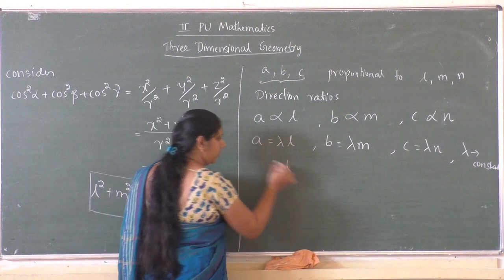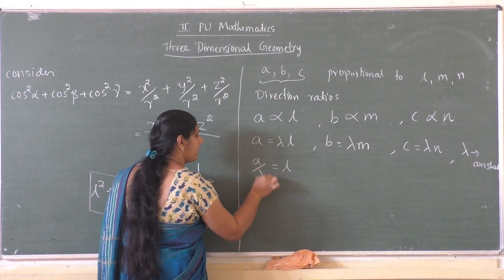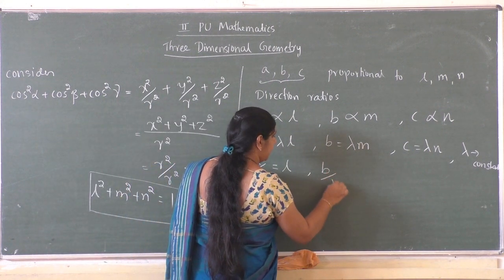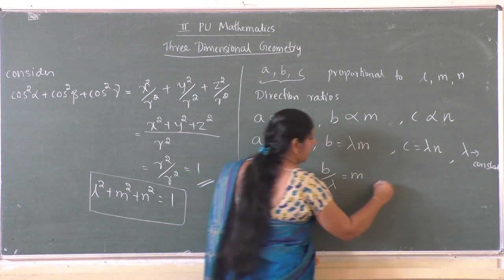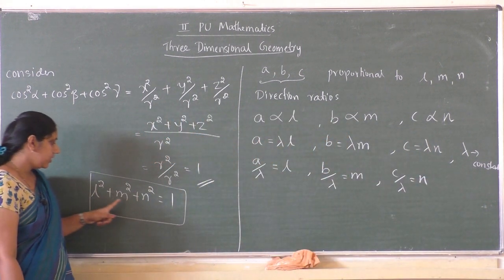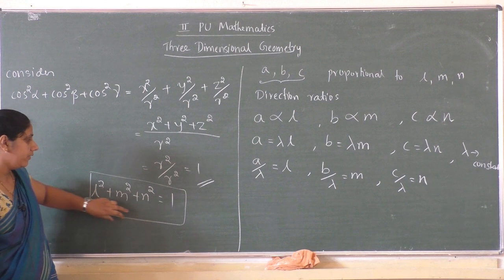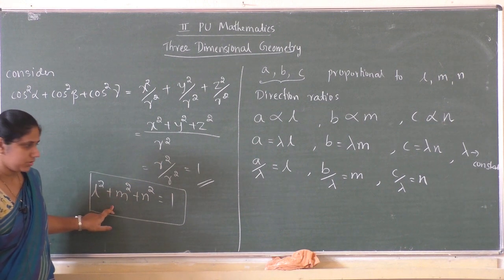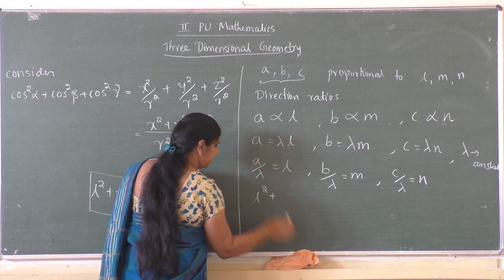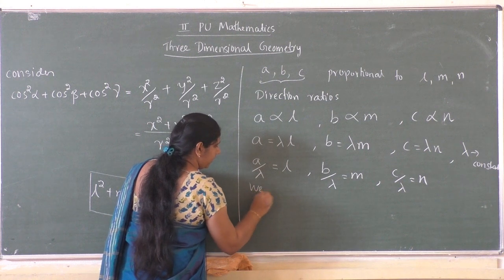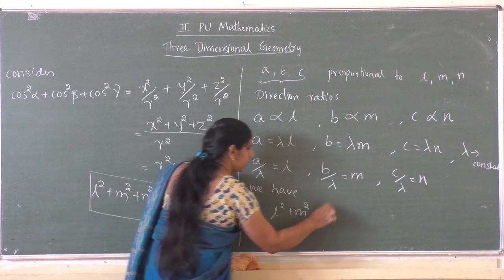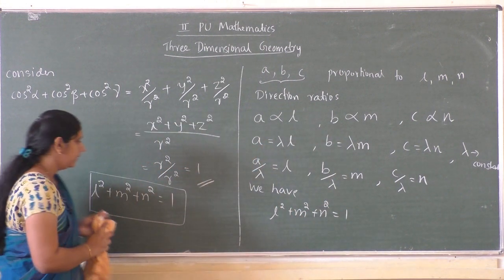Then rearranging this, what is L? Here L equal to A by lambda, and B by lambda will be equal to M and C by lambda will be equal to N. But we have already one condition including L, M and N. So if I substitute the values in this equation, what will we get? L square plus M square plus N square equal to 1.